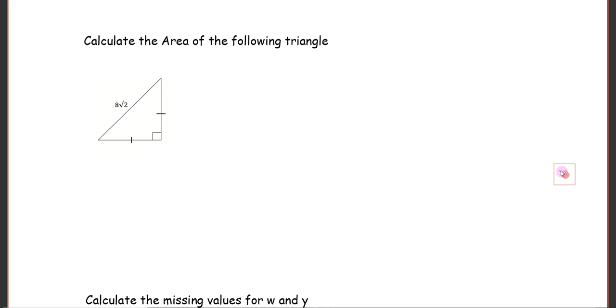Calculate the area of the following triangle. Okay, area of a triangle, and you had a formula booklet, which is why I didn't worry about giving this one to you. Half base times height. So we just have to work it out. Again, this is another 45, same idea, but everything's been multiplied by 8. So this is 8 and 8. So we've got a half times 8 times 8. So the answer is 32.